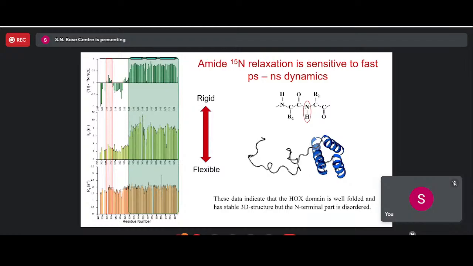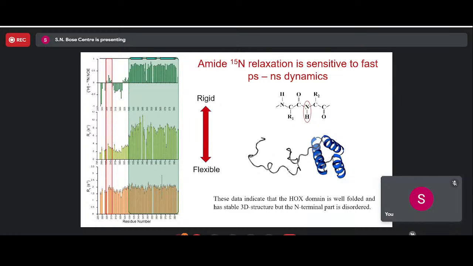So if I draw the structure of a small peptide, a dipeptide, that's the peptide bond, and this is the NH. This NH will belong to this particular amino acid. So for every amino acid, there will be a single NH, and we measure R1, R2, NOE for each of these NH bond vectors. So for every residue, we get a particular parameter.